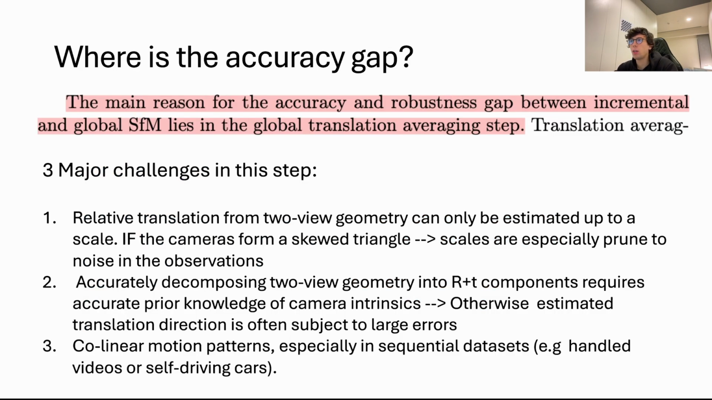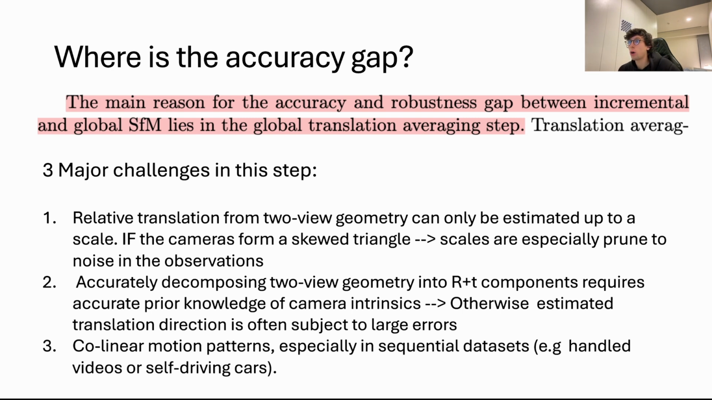So the main reason is that we have a step called the translation averaging step. And this is basically the main problem for the accuracy gap, because there are three major challenges in this step. The relative translation from the two-view geometry can only be estimated up to a scale. And if the cameras form a skew triangle, the scales are especially prone to noise.